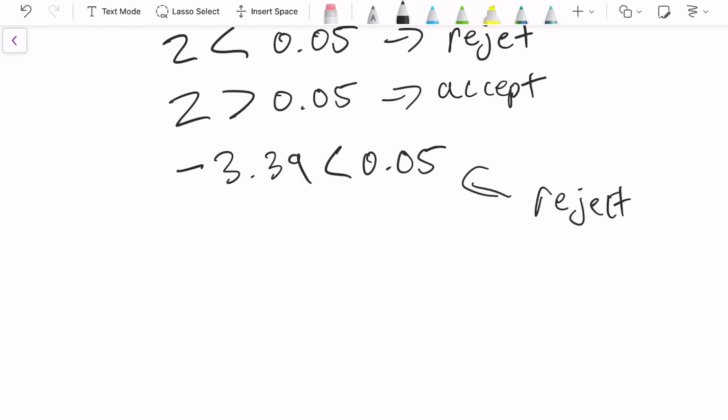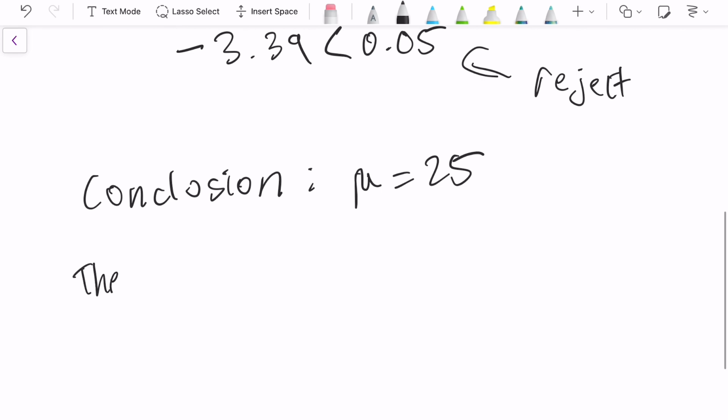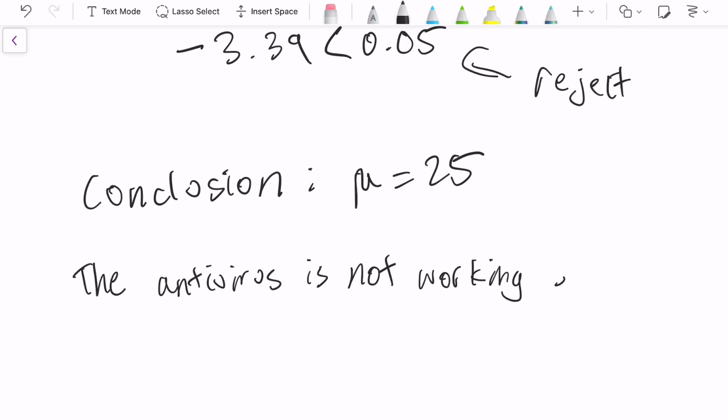So our conclusion would be to reject the null hypothesis of mu equals 25 and state that the antivirus software is not working effectively.